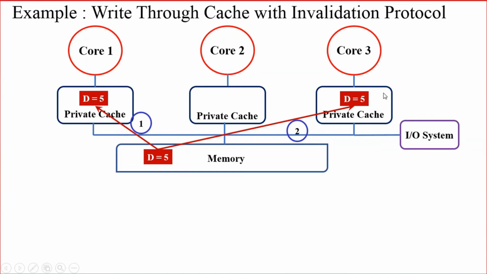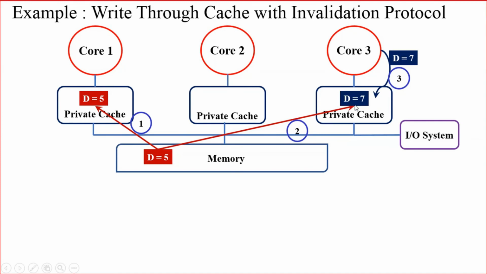Similarly, core 3 is also trying to read the data, but the data is not available here. So it will read the data from the memory. So core 3's private cache has D equal to 5. Then core 3 is trying to update the data present in its private cache from D equal to 5 to D equal to 7. So what will happen?